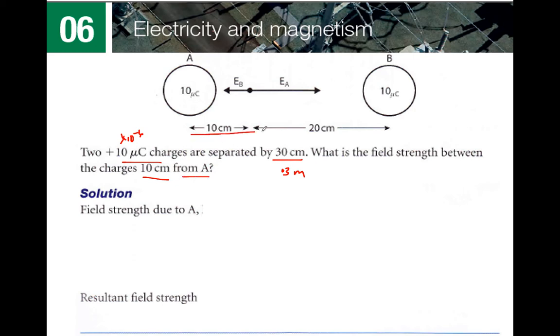So again, the whole distance here is 30, okay? But it just wants to know, what is it here? What is it right there, okay? Which is 10 centimeters or 0.1 meters, which means, again, this is 0.2 meters over here. We're looking for the field strength right there. So again, we got to find the field strength.